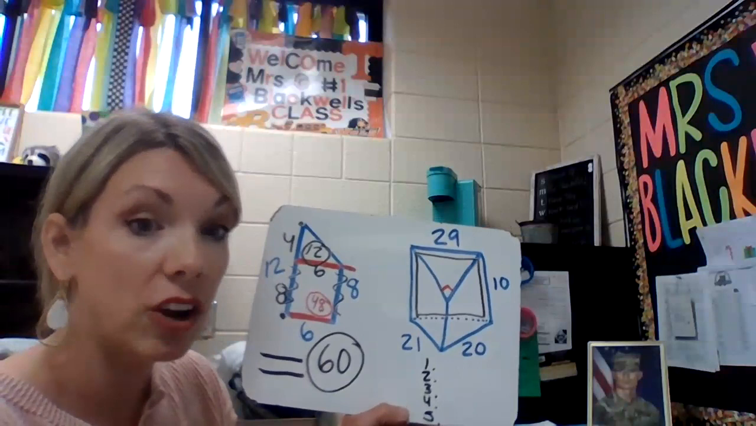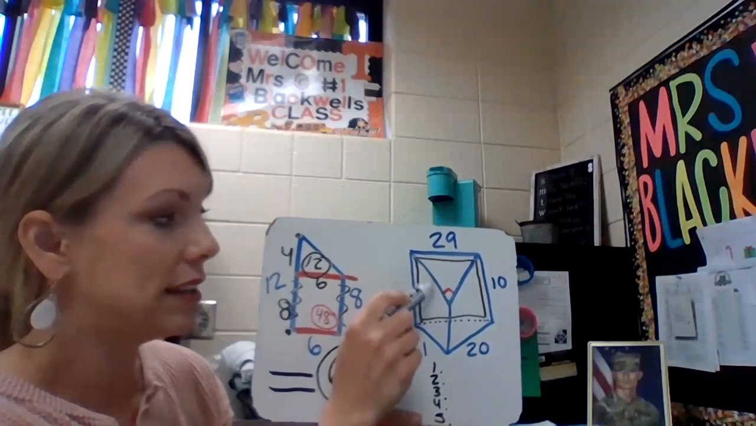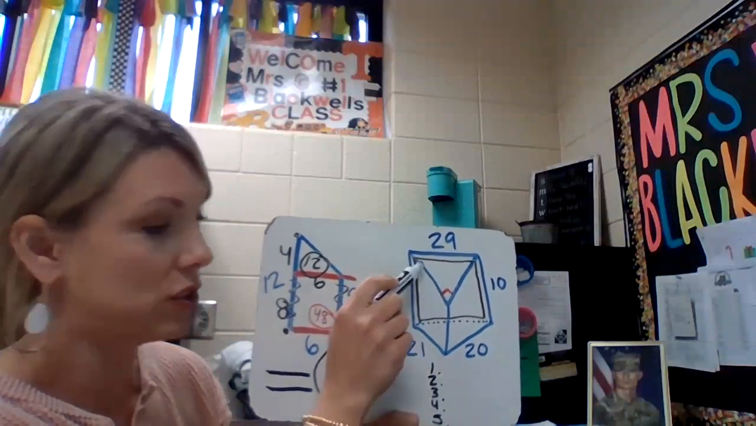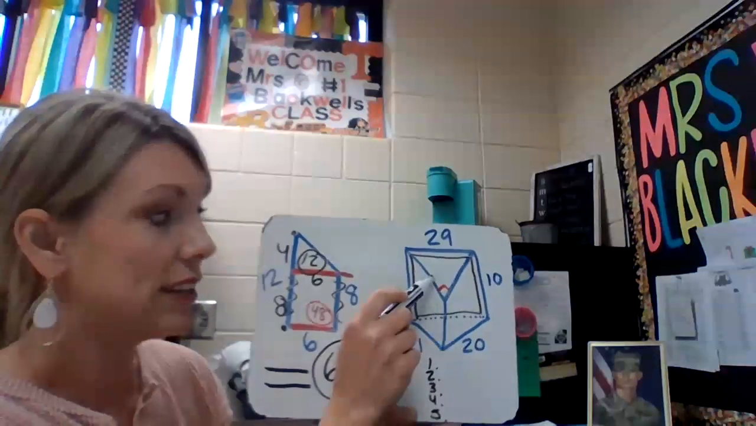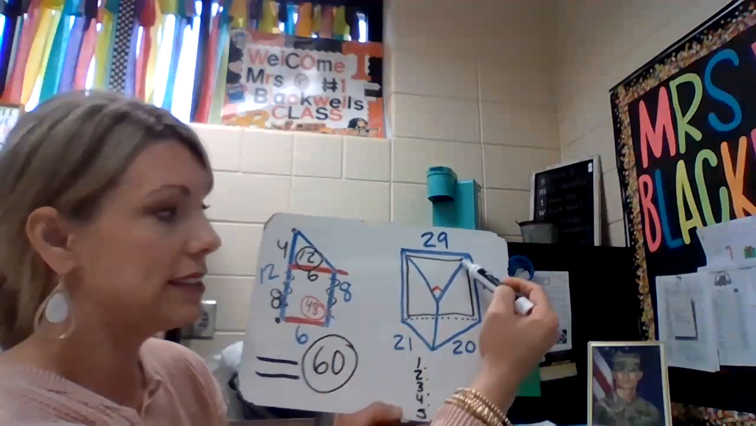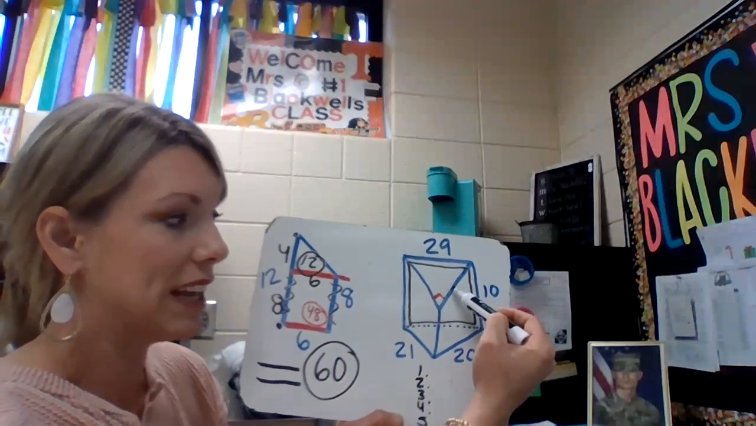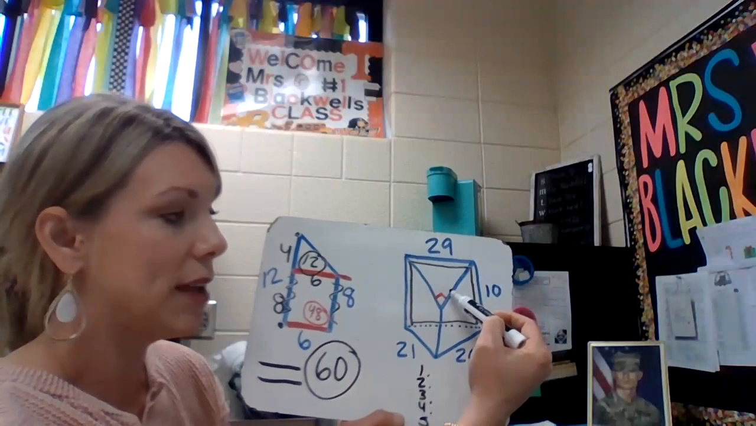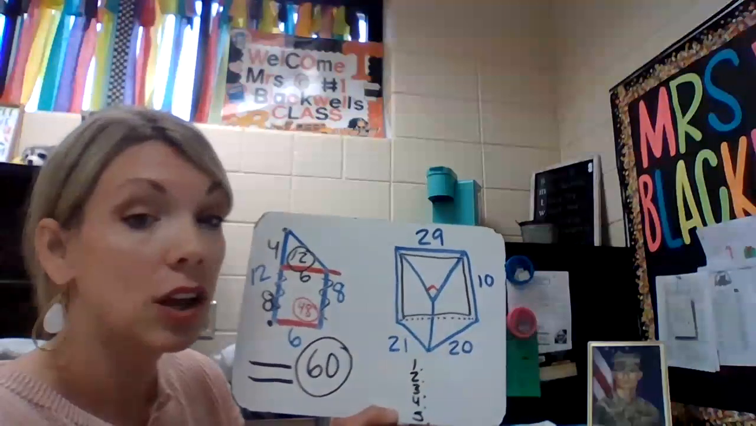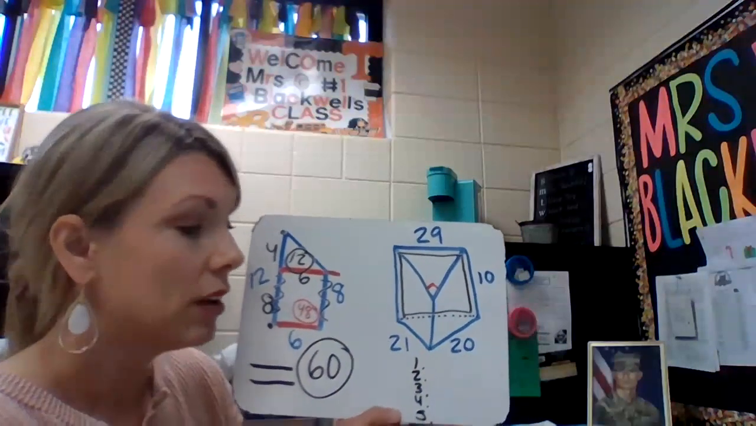So look at your parallel lines. This line right here is parallel to this line, so this has to be 21. This line is parallel to this line, so this has to be 20. 21 times 20 gives us 420 if you did that.